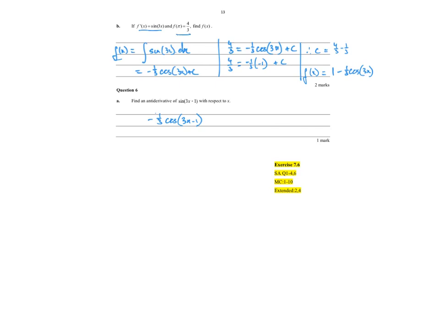I've got an initial condition here, so if I put, don't forget that's y, that's x, so 4/3 is equal to minus 1/3 cos of 3 pi plus c. So where's cos of 3 pi? So it's 0, 1, 2, 3 pi there, where cos is negative 1. So minus 1/3 times negative 1 is positive 1/3. Subtract that from both sides, I'll get c is equal to 1. And my function there was negative 1/3 cos 3x plus 1.